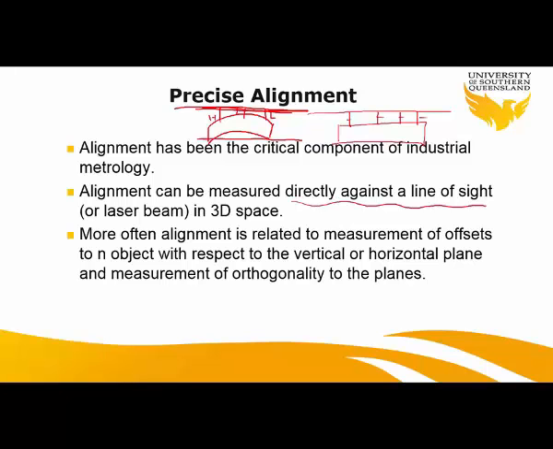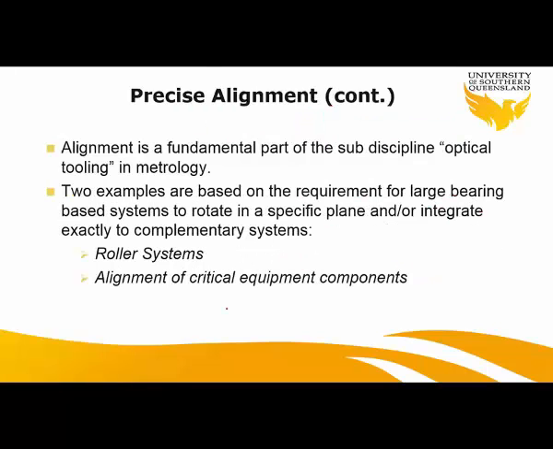So as I said, you can measure the alignment with respect to the vertical or horizontal plane. Alignment is basically the critical part of the subdiscipline of optical tooling in metrology. By optical tooling, I mean that you're using devices that have an optical piece, and that's why we call them optical tooling.